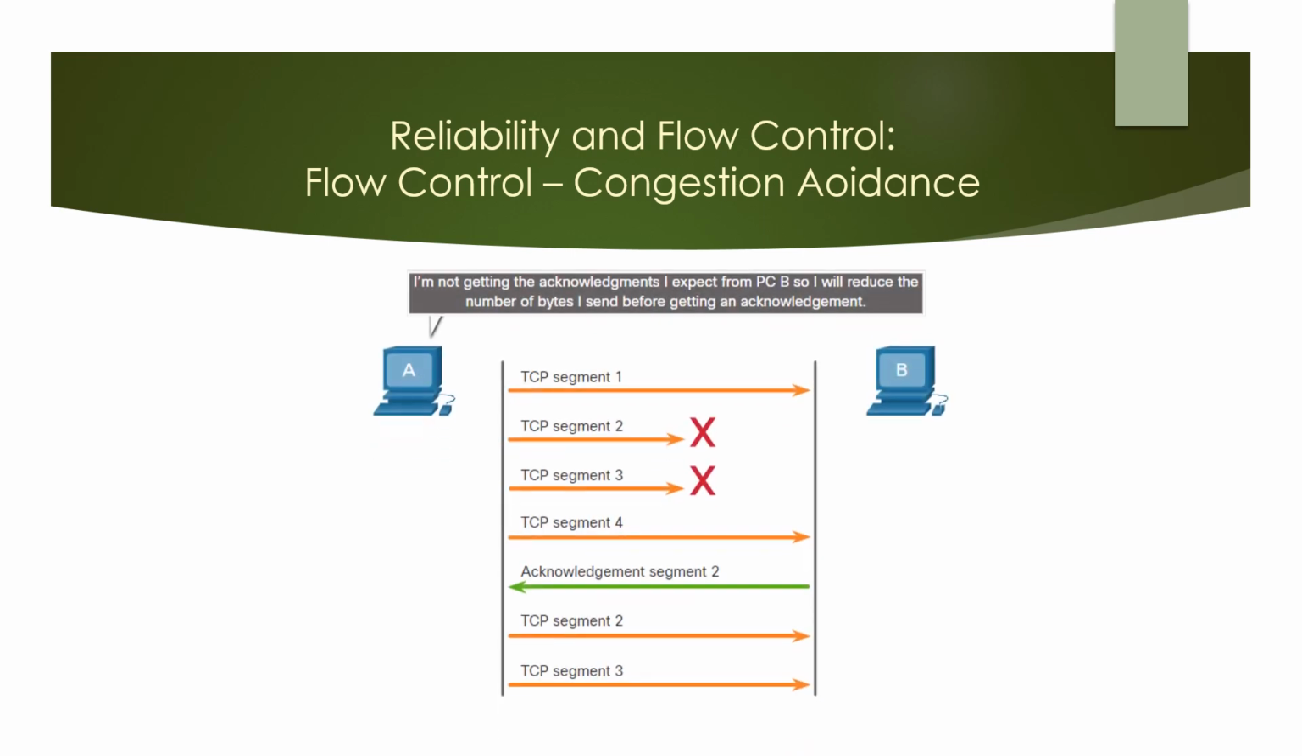As illustrated here in the figure, PCA senses that there is congestion and therefore reduces the number of bytes it sends before receiving an acknowledgement from PCB. You may see that it is the source that is reducing the number of unacknowledged bytes it sends, and not the window size determined by the destination.